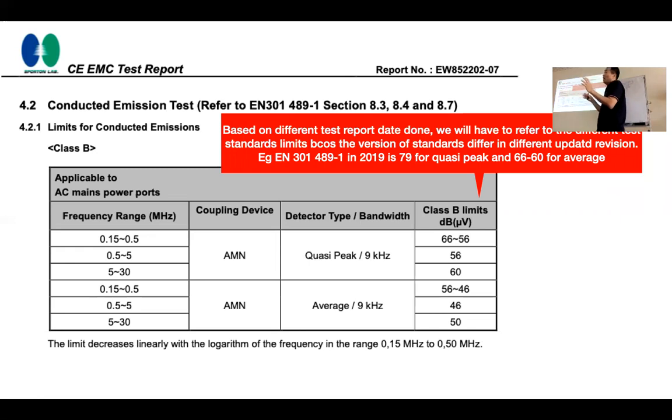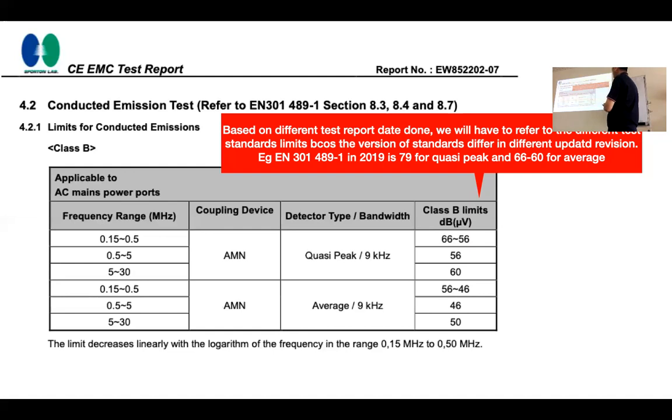So you tengok dia punya test report is bila punya. Don't always stick to, oh my one is 301.489 this year punya, this version. So I want to force you to do that. Kalau dia memang submit within the 5 years ni, boleh. So you check dia punya version tu, okay tak? Okay?